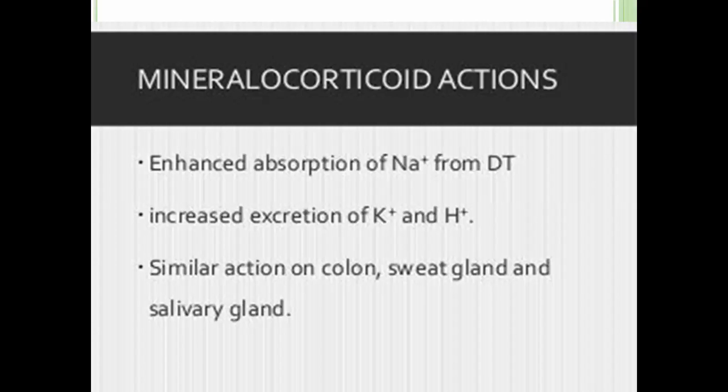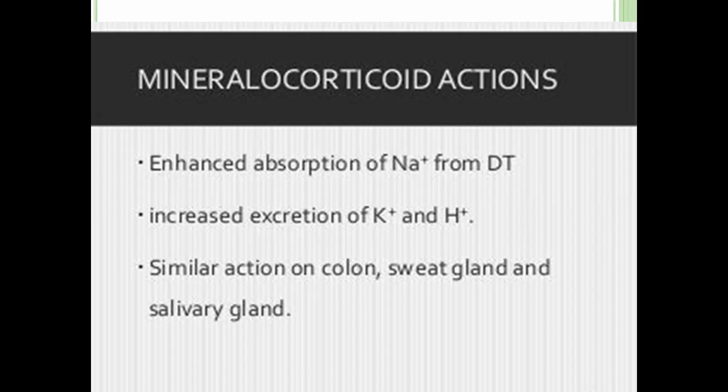Mineral corticosteroids. Corticosteroids are classified into two types. The first one is glucocorticoids and the second one is mineralocorticoids. The name mineralocorticoid indicates mineral balance, that is, electrolyte balance. This type of corticosteroid regulates the water and electrolyte balance in our body and is known as mineralocorticoids.